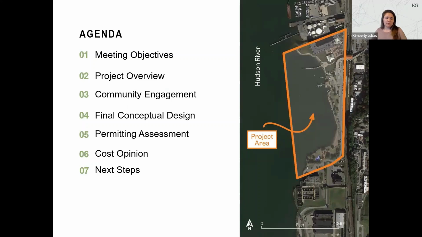So just a quick overview of what our agenda includes for this presentation. We'll cover the objectives for today, an overview of the project so far. We'll also talk about all the different community engagement activities that we've had for this project. And then we'll walk through some of the elements for the final conceptual design. We'll also talk about our permitting assessment and the meeting that we had with New York State DEC. We'll cover some key items from our cost opinion, and then we'll summarize what the next steps are for this project. Next slide.